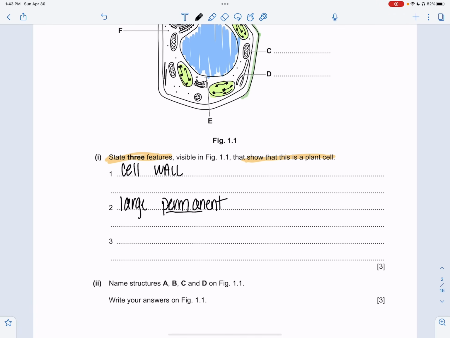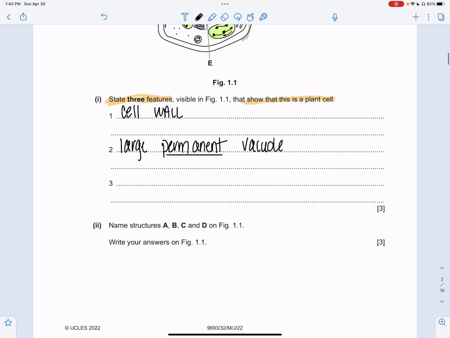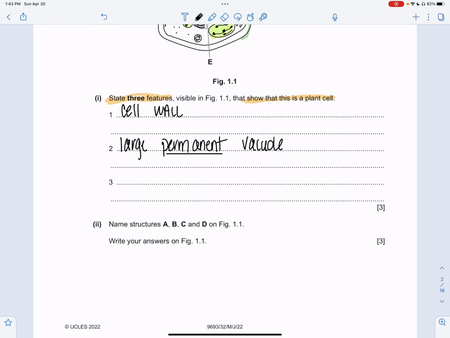Permanent is underlined. So that is the word that we need to make sure that we have for the vacuole: a large permanent vacuole.